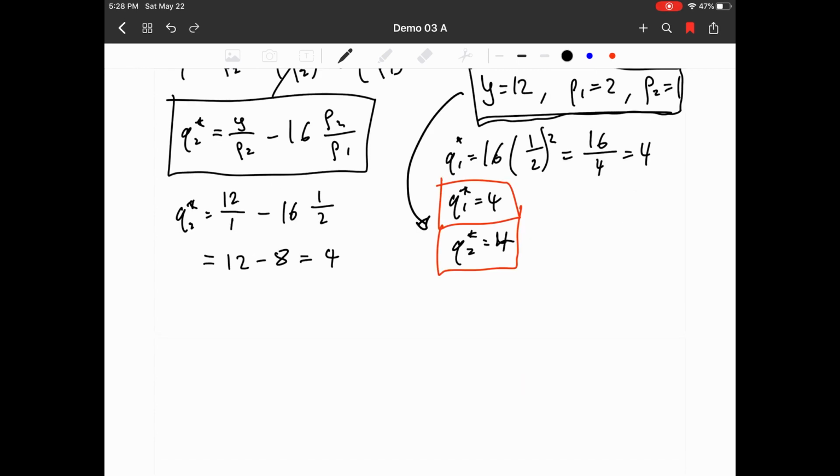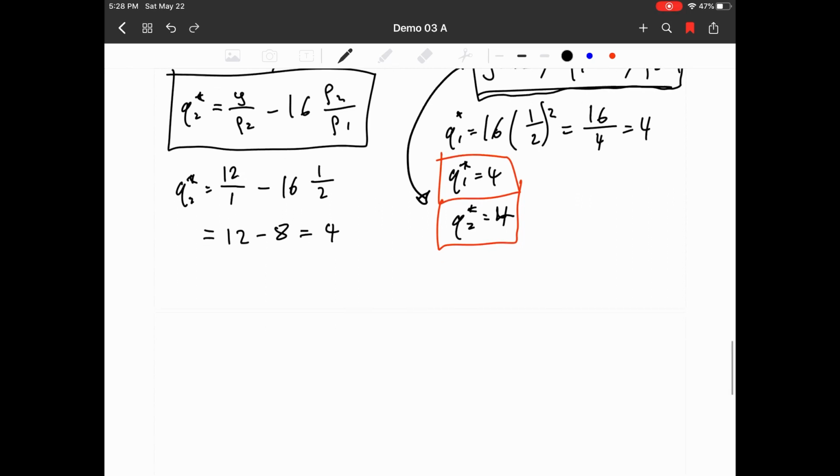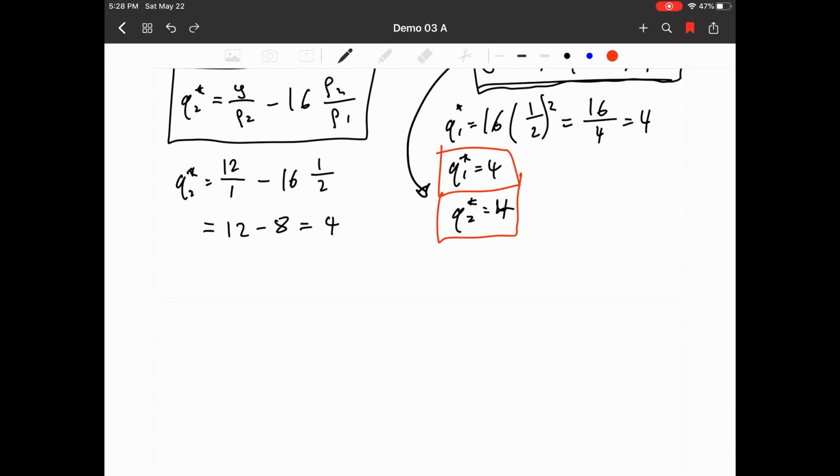Okay, let's finish up with corner solutions. So this gave us a nice interior and unique solution. So this is unique and interior. It's unique because there were no other possible solutions, and it's interior because both Q1 and Q2 are positive.